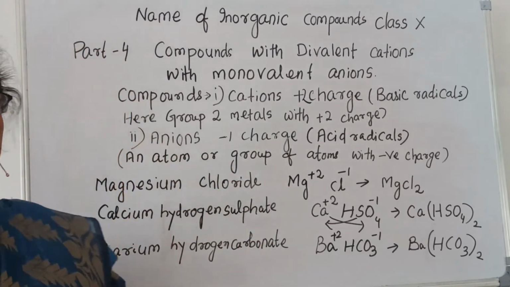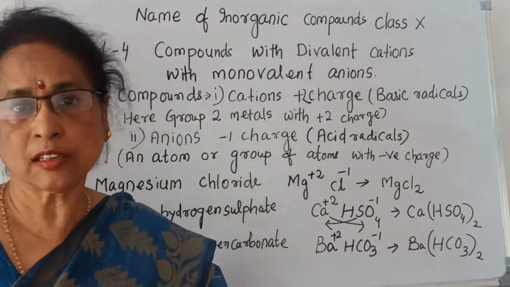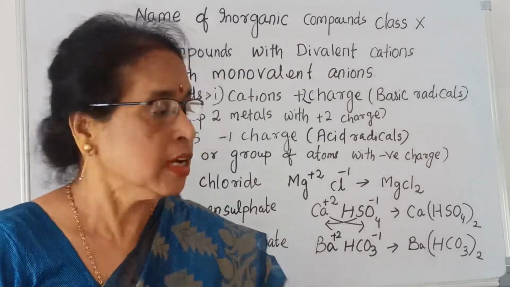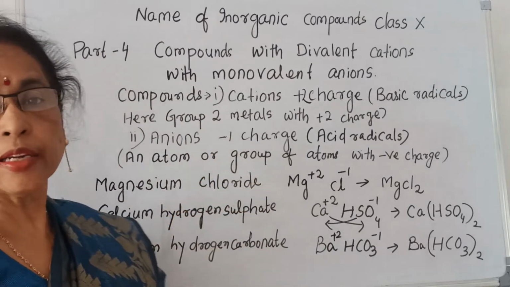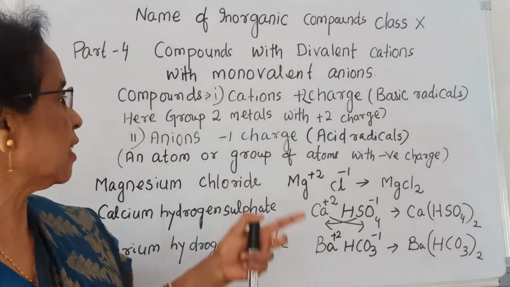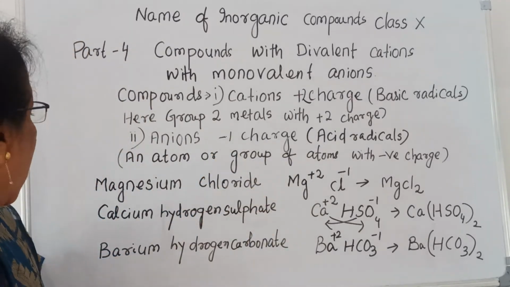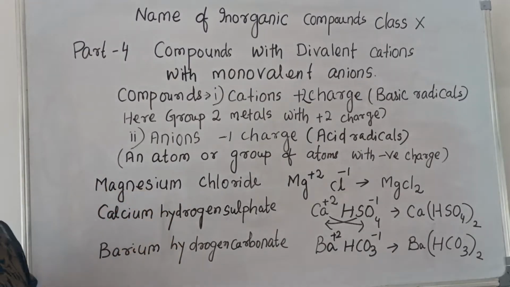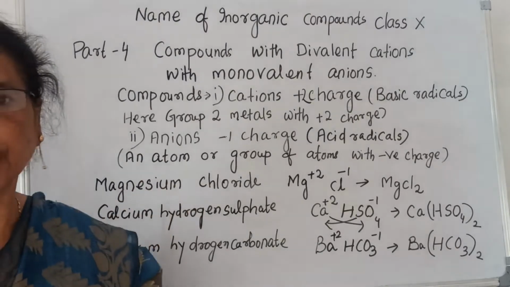Then come to anions. What is anion? Those are acid radicals. Here we are taking monovalent anion, which has -1 charge, and that is called acid radical. Now we are going to start the compounds with divalent cation and monovalent anion.